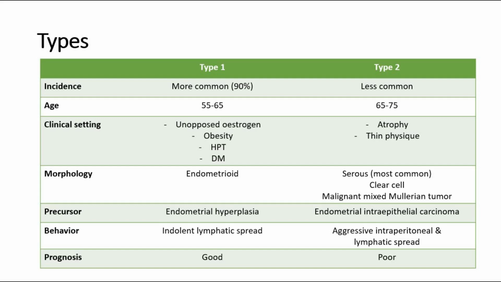The precursor for type 1 is endometrial hyperplasia, whereas for type 2, it is endometrial intraepithelial carcinoma. The behavior of spread is mainly lymphatic spread in type 1, whereas type 2 consists of aggressive intraperitoneal spread and also lymphatic spread. Overall, the prognosis for type 1 is better than type 2.